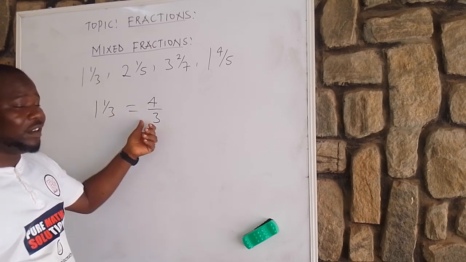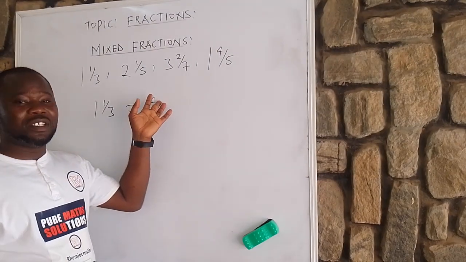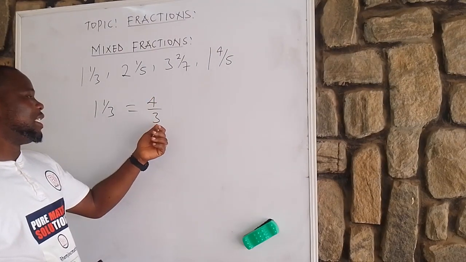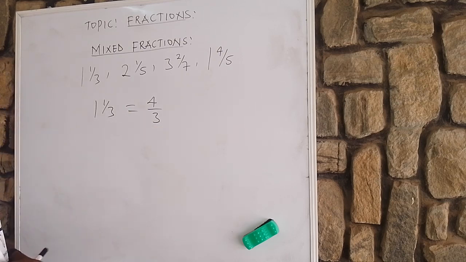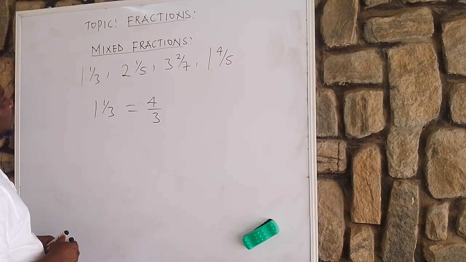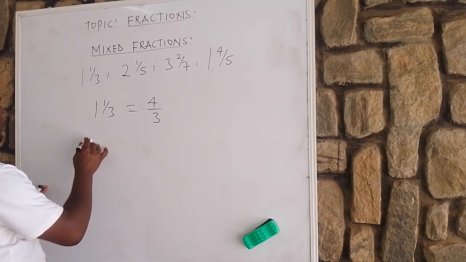An improper fraction. True or false? Why? Because the numerator is greater than what? The denominator. Okay, let's try another one.